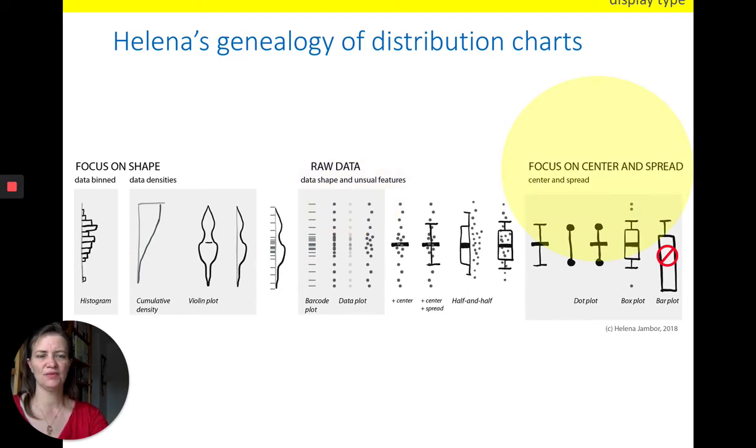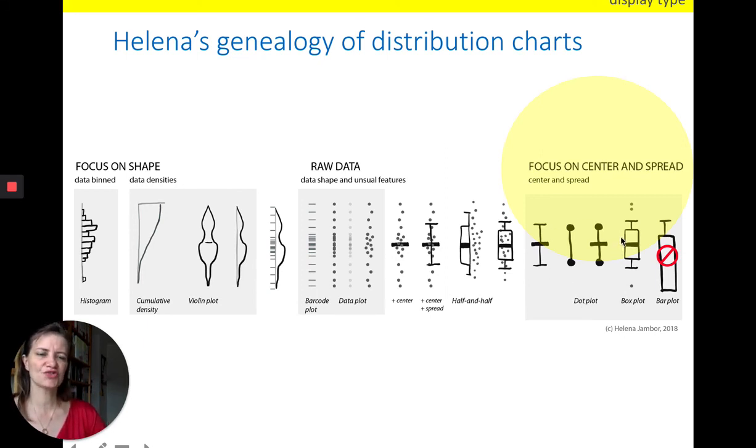If you focus on the center and spread, you can either show only the mean and the error range. You can show both. You can summarize a little bit with a box plot, but still show the data points behind it, or you can exclusively show the summary statistics. You are not allowed to show this as a bar plot, as we just learned, but box plots, dot plots, etc. are absolutely fine.